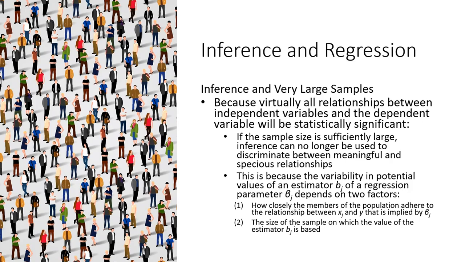Factor two: if the sample size used to estimate the regression model is very large, then almost no difference in your potential values of b sub j can be generated by different random samples. And so there will also be almost no difference between your potential values of the estimator b sub j and your regression parameter beta sub j.